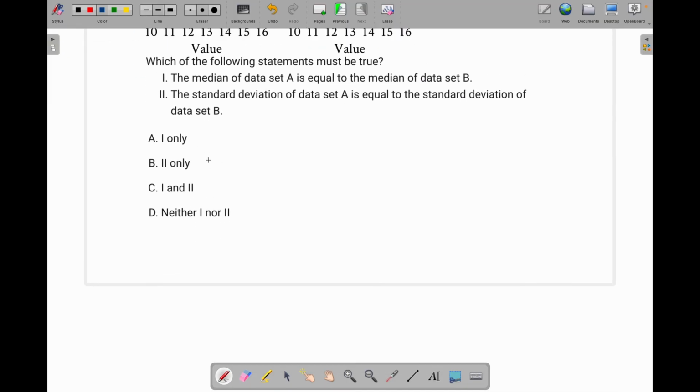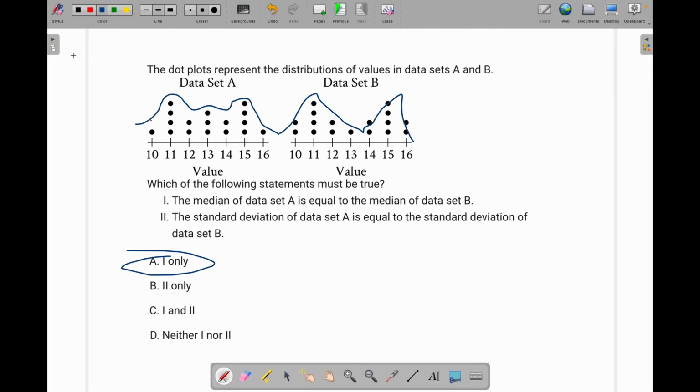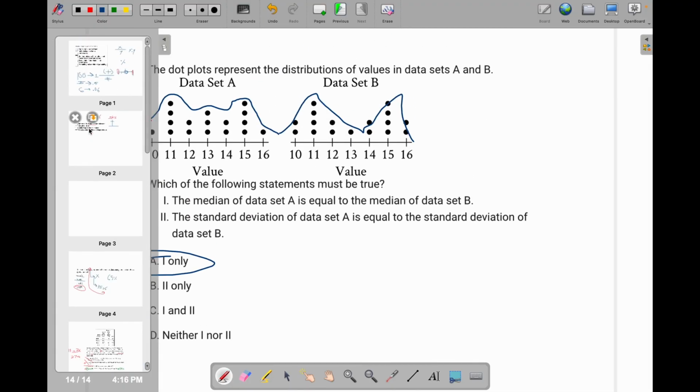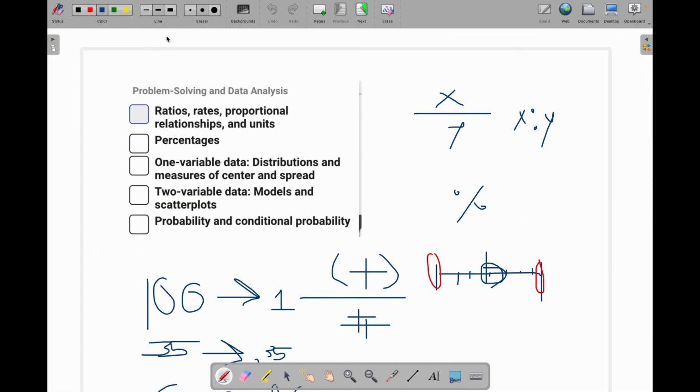And I'm pretty sure that's the last one we have. This is our quick crash course over a bunch of problems for problem solving and data analysis. I hope that this was helpful to all of y'all, and y'all learned some tricks about probability, percentages, dot plots, box plots, scatter plots, ratios, and I hope this helps you ace your SAT.